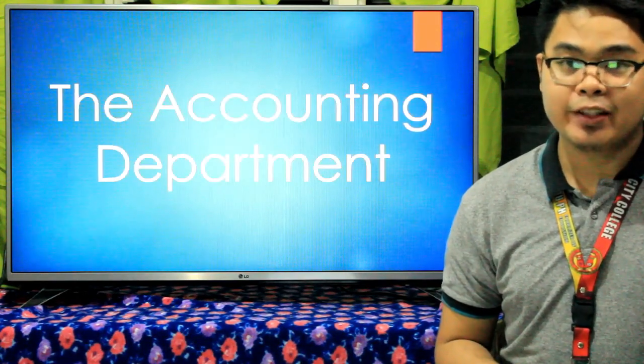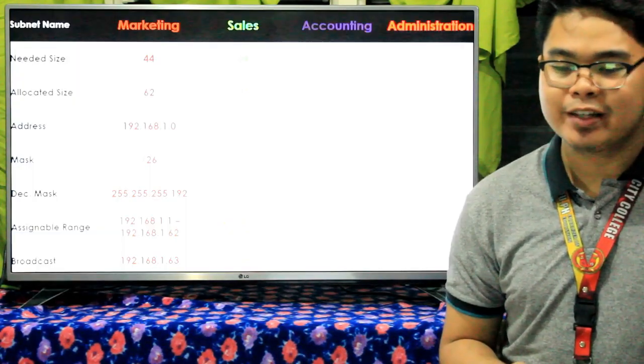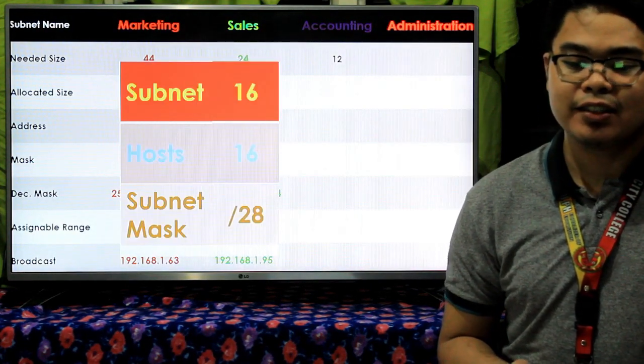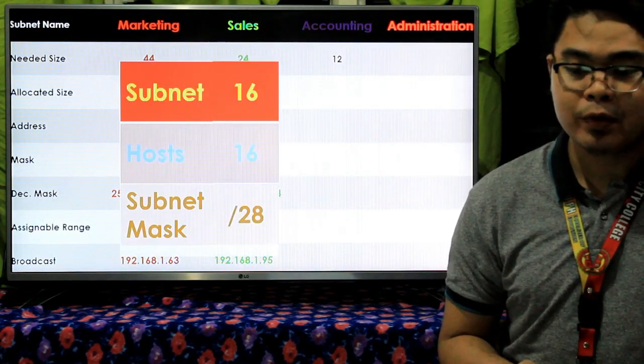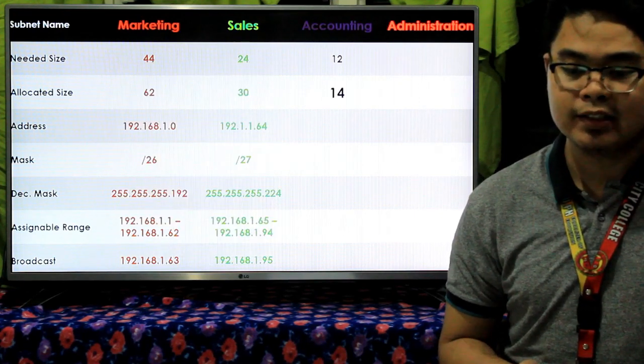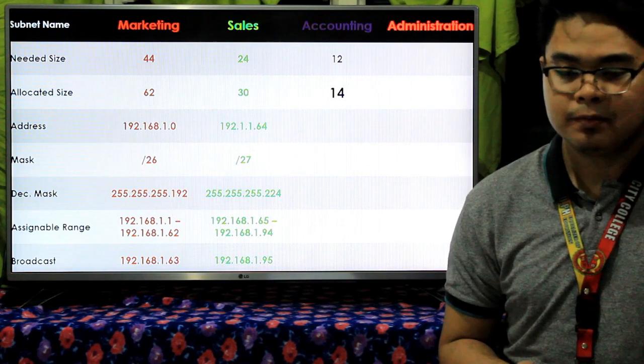Same procedure as the previous department. For the accounting department, it required 12 hosts. Therefore, the allocated size is 14 hosts from the original 16 hosts. The two remaining addresses will be the network ID and the broadcast ID.